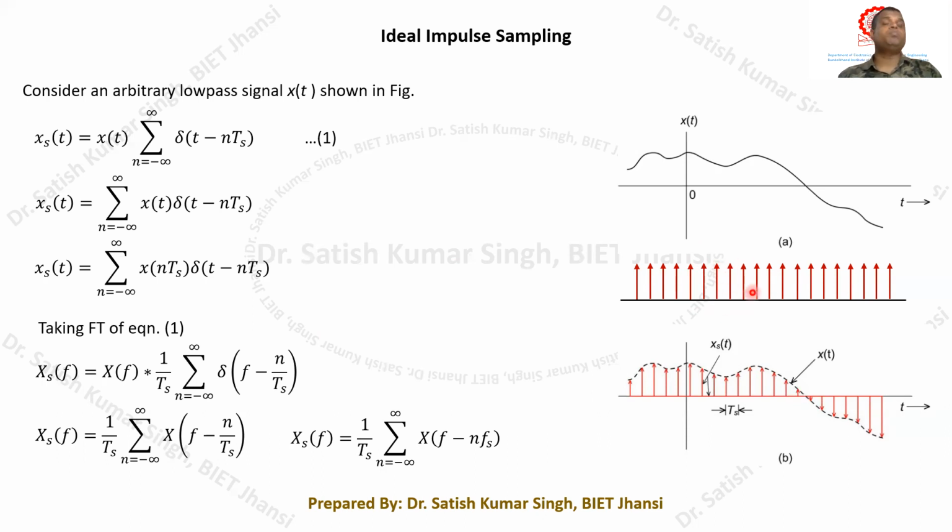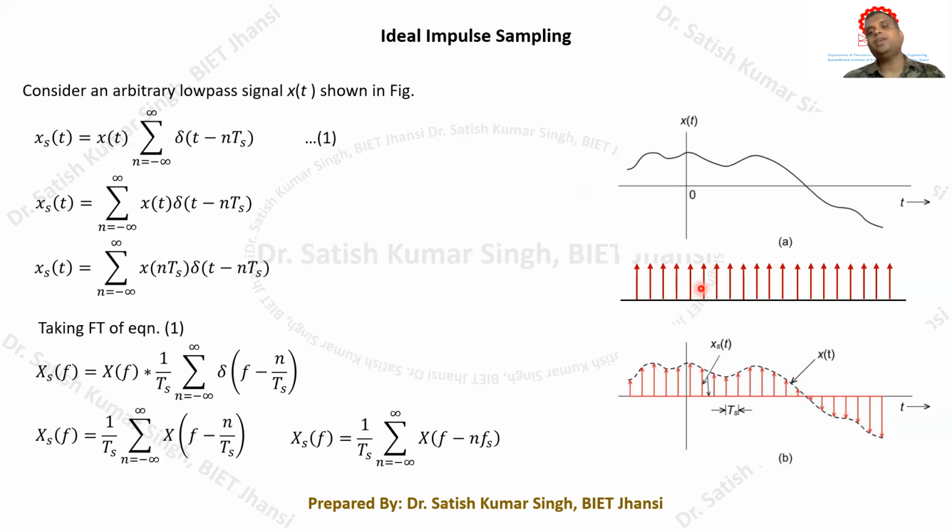So how to perform this sampling, that we have to understand. Basically we take the arbitrary message signal, and it has to be multiplied with an impulse train, a series of impulses. These impulses are generated at the sampling frequency fs, where fs equals 1 upon Ts. So between consecutive samples, there is a duration equal to Ts, which is the sampling time.